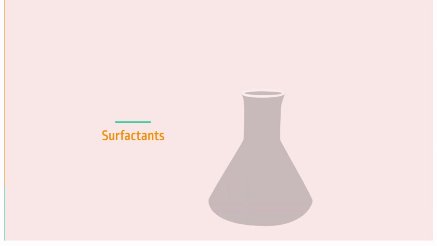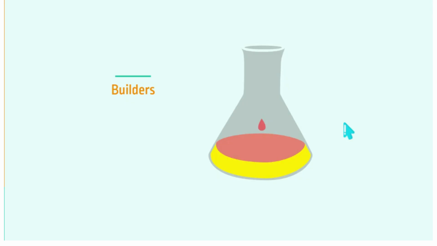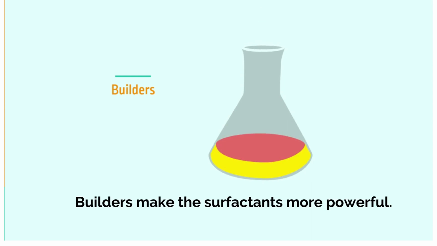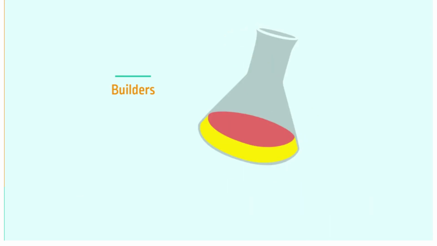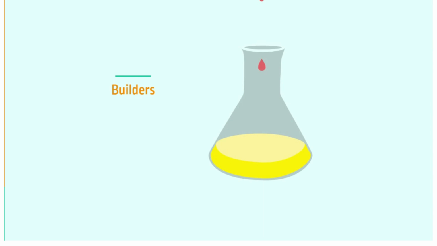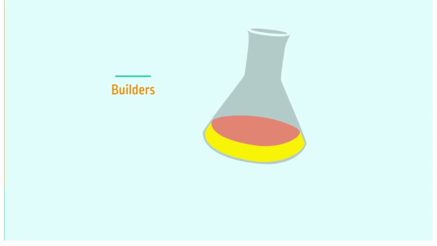Now let's go to the other ingredients, and the first one are builders. Builders are a very important group of ingredients that help make cleaning products better. How do they do that? Builders make the surfactant more powerful. They react with the stuff that can be found in water. Sometimes water contains minerals like calcium and magnesium.